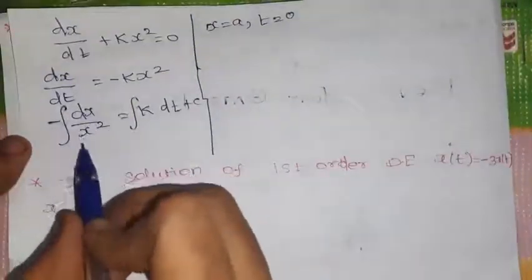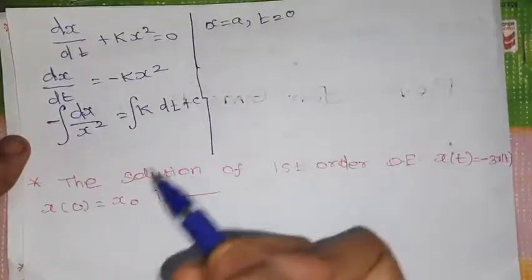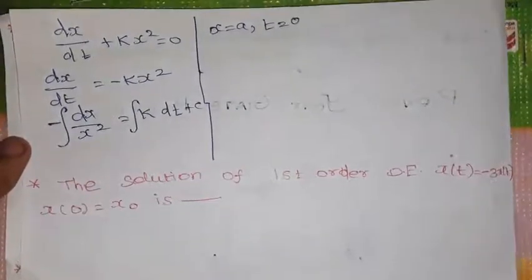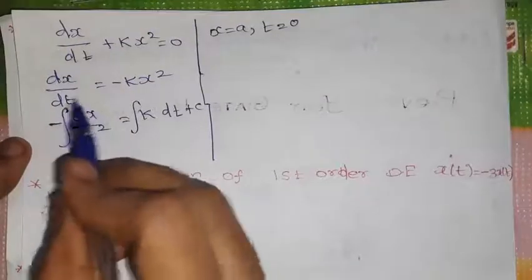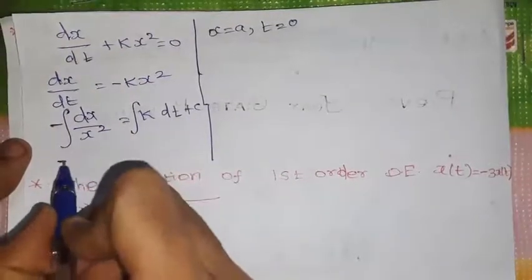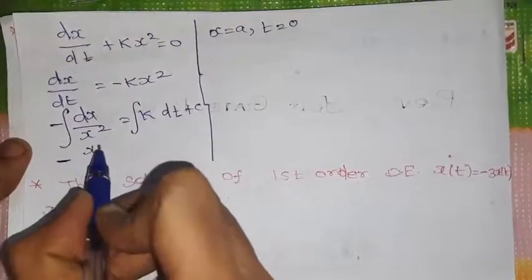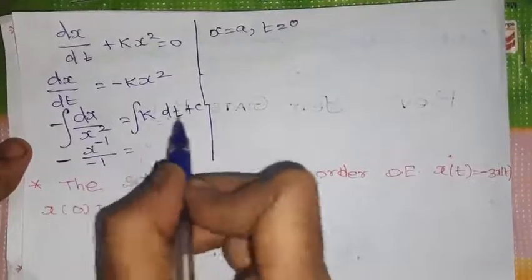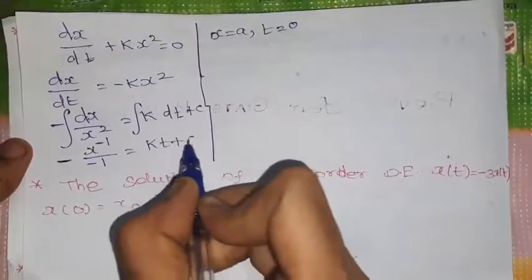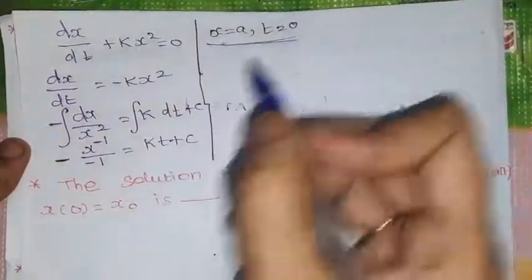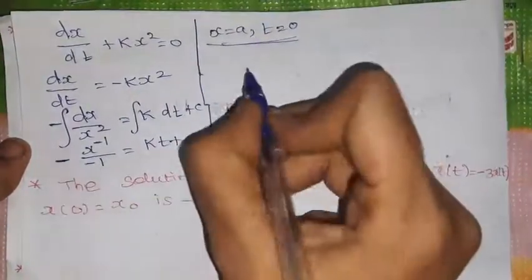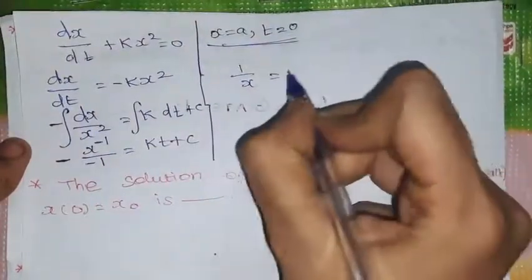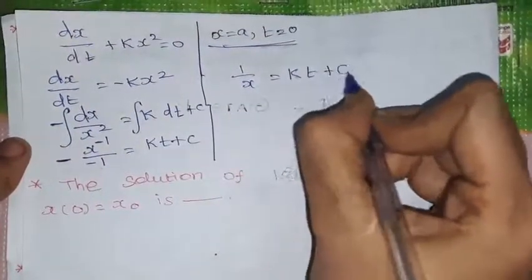Integrating -x^(-2) dx, we get x^(-1) divided by -1, with the minus sign, and the right side gives kt + c. So minus into minus is plus: 1/x = kt + c.